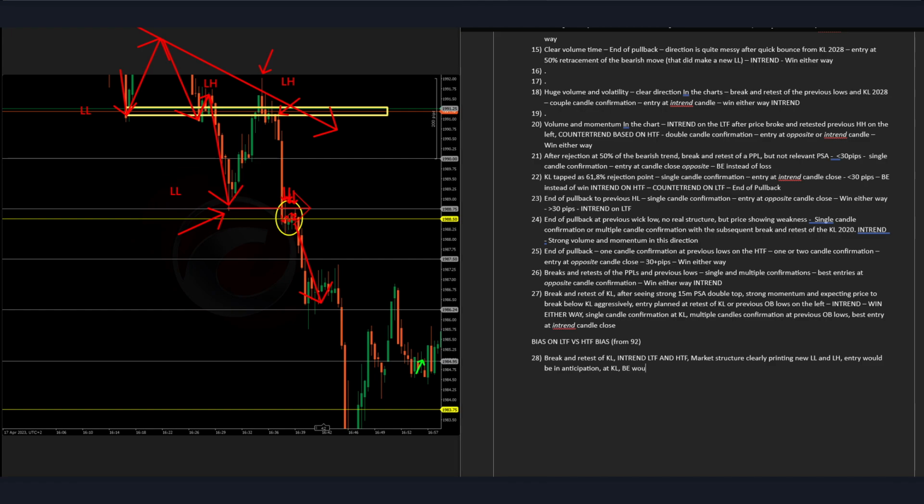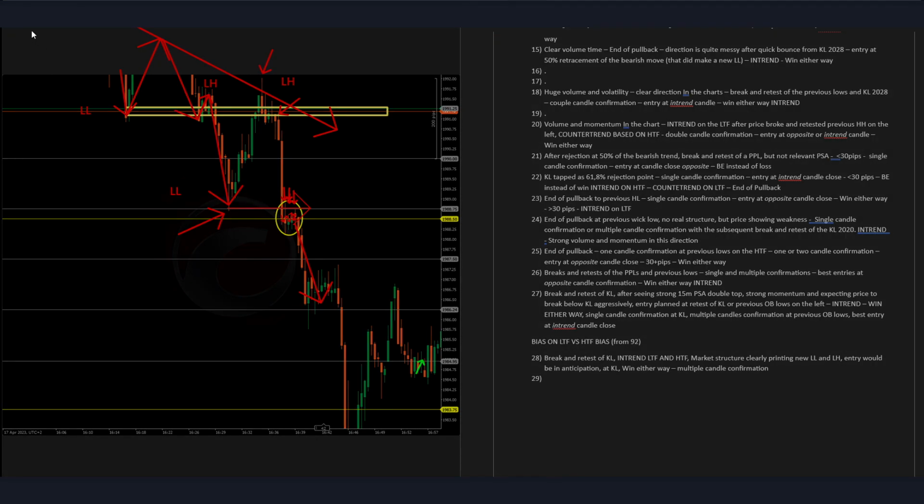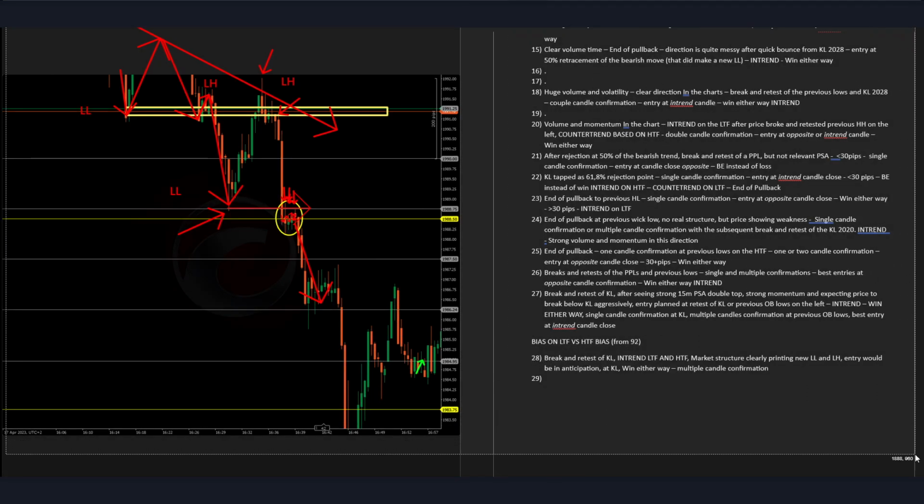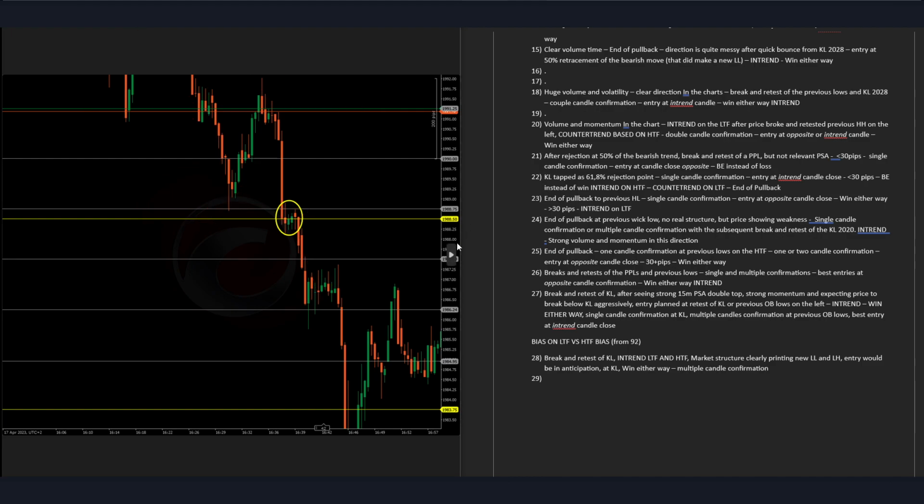Break even would not win either way. And yes, what else? Yeah, basically that's it. In trend, multiple candle confirmation. Okay, so that was the first trade. Let's grab a snap of it. And yeah, that was the first setup.